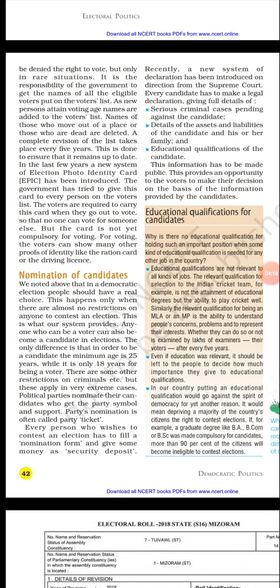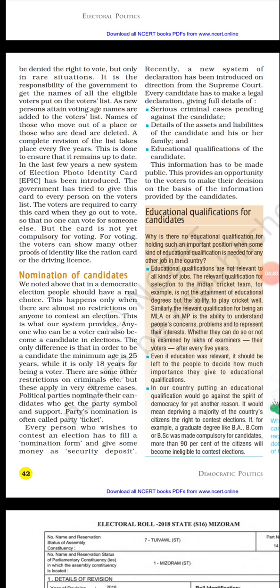A person has to, first of all, get a ticket from the party, then he has to deposit a certain amount as a security deposit. He has to fill a nomination form, and that form includes certain points: educational qualification, assets, or a criminal case of that particular person. That's how the person will be nominated in the election.